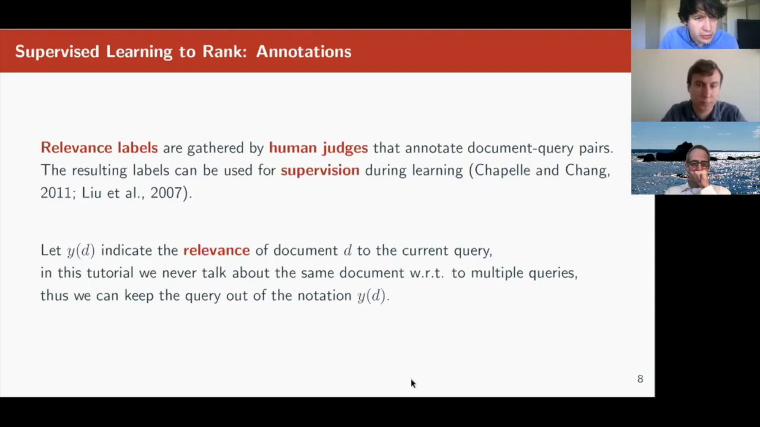What we're going to do in our notation is we're going to use this Y(d) as the relevance function. So this will tell us what the label is that we gathered through human annotation. So Y(d) will just tell us if something is relevant or not, or how relevant. Another thing is we're going to use a notation where we just say d instead of document and query, because we're never going to talk about multiple queries in the same context. Whenever we're ranking documents, there's usually a single query. Just to keep things brief, we'll just use this notation. But it should always be clear what query we're talking about just from the context.